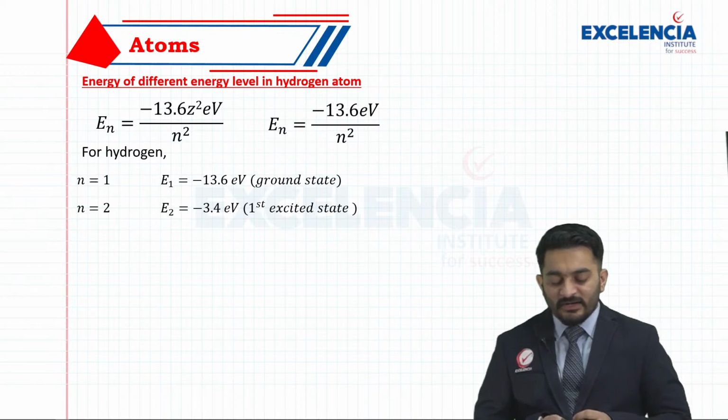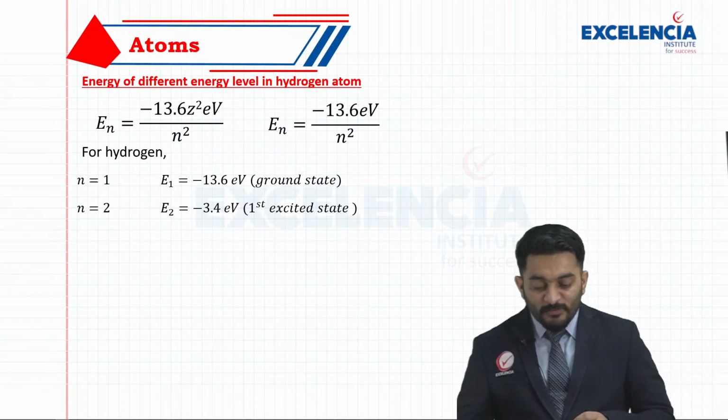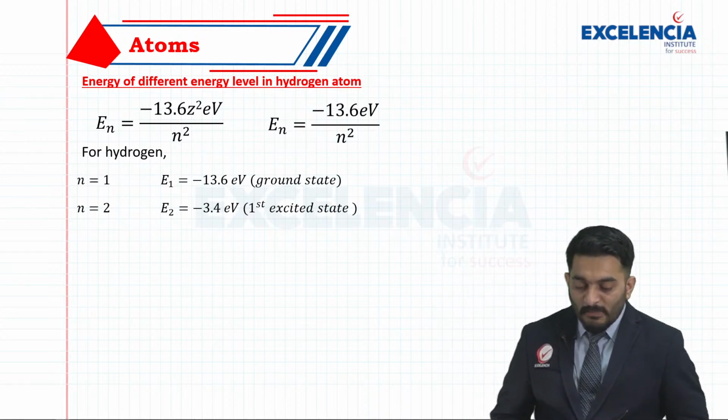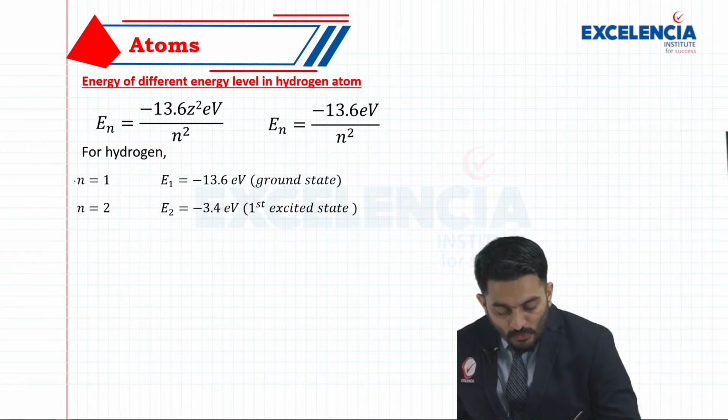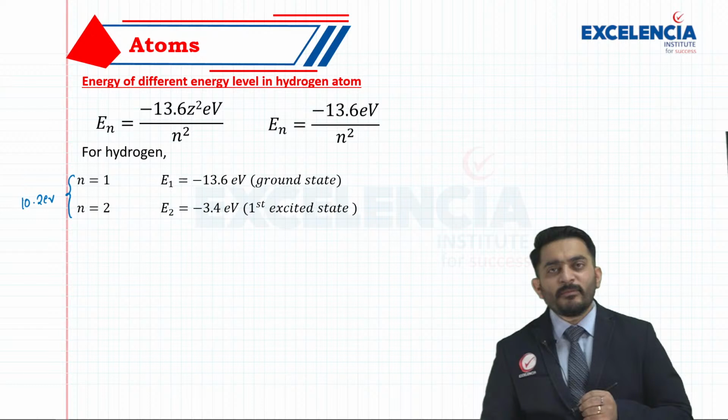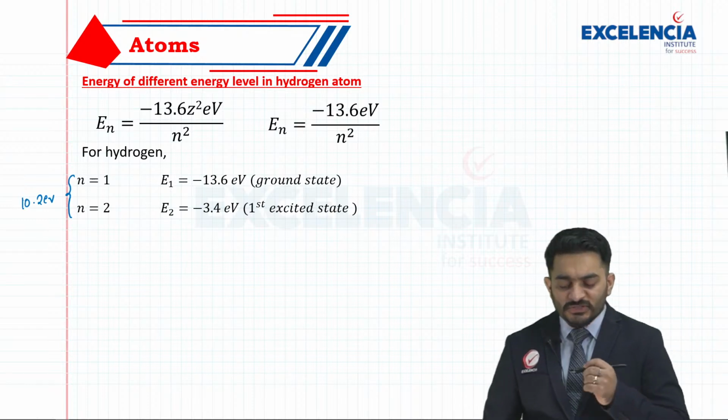So what I'm going to show you: the ground state energy can be calculated as minus 13.6 electron volt. And when you plug in n equal to 2, the energy can be written as minus 3.4 electron volt. When you talk about the difference between the two energy levels, you can see this difference comes out as 10.2 electron volt. So it will be good if I remember this energy difference also.